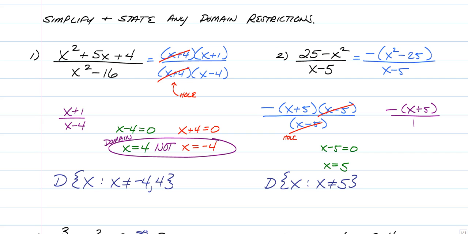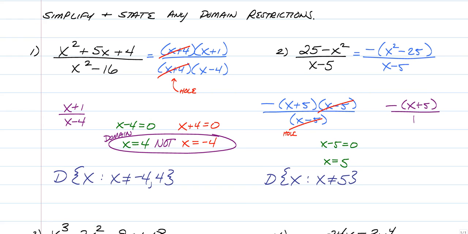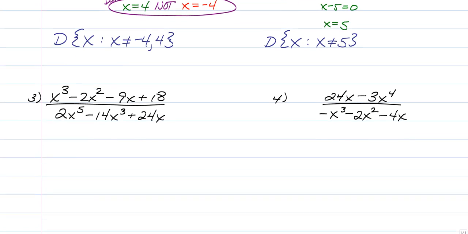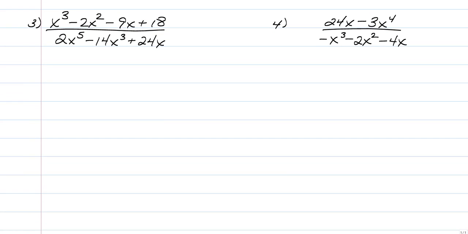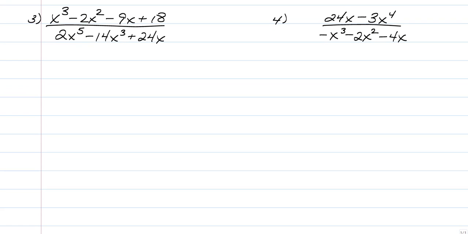So we've looked at a lot of things before with domain. We've looked at radicals and we've looked at denominators, and now we can talk about rational functions and when something cancels. Okay? So we have two more examples here, and the only difference is these are just a little bit more challenging in terms of factoring.